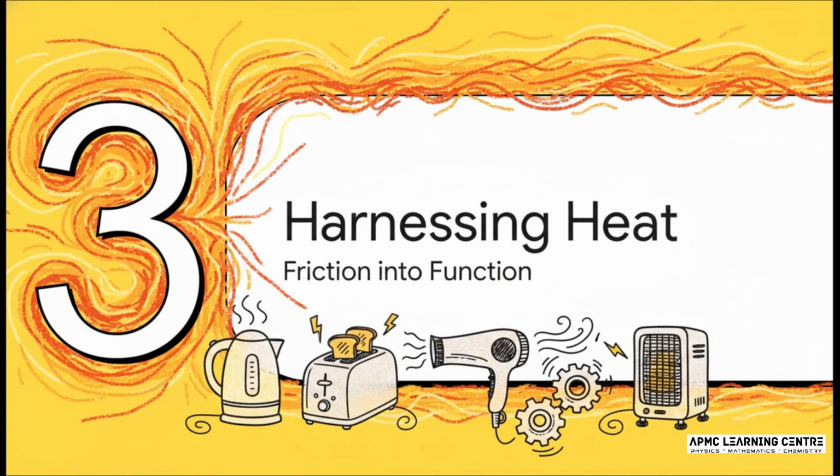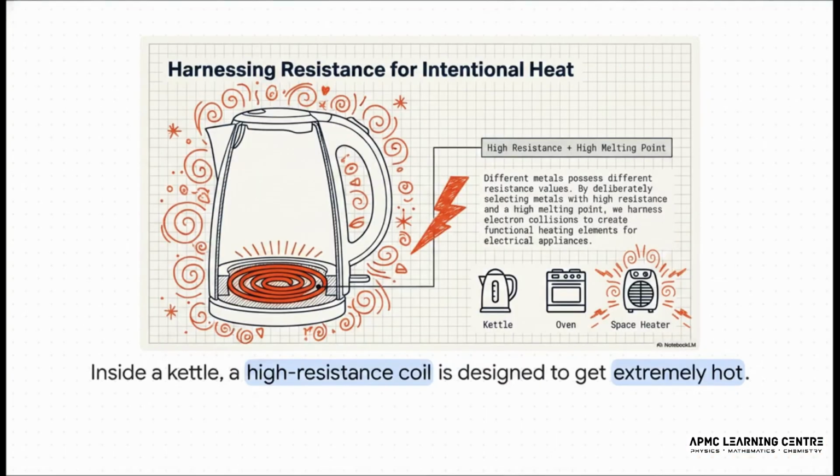Now, all this talk about heat from resistance, it kind of sounds like a bad thing, right? Like wasted energy. But what if we could take that problem, that friction, and make it the entire point of an appliance? What if we could turn that friction into function? And that is exactly what we do. Devices like this electric kettle are, believe it or not, masterpieces of intentional inefficiency. That coil at the bottom isn't designed to let electricity flow easily. It's engineered to fight it, to create a huge traffic jam, maximizing those collisions we saw to generate an incredible amount of heat, all on purpose.